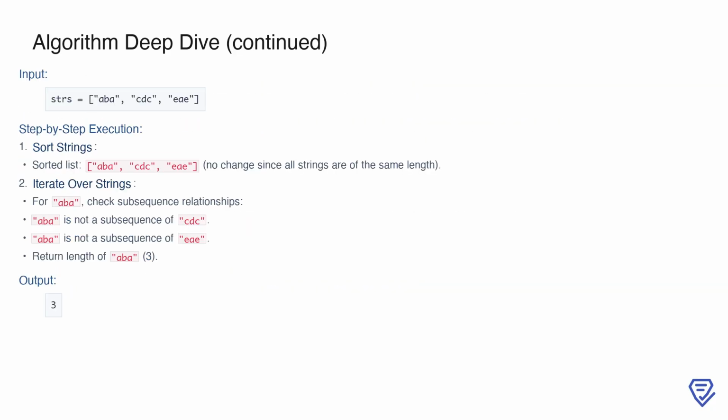Let's walk through an example to see how the algorithm works in practice. Suppose the input array is strs = ["ABA", "CDC", "EA"]. First, we sort the strings by length in descending order.